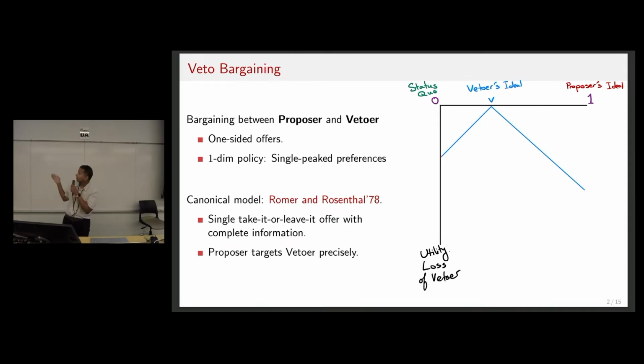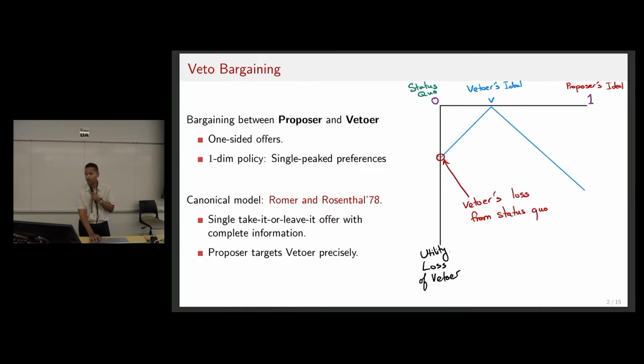And at any other policy, she has a negative loss, and it's quite common in this literature to think of either a linear loss, that's a distance from her ideal point, or a quadratic loss. Okay, so these are the preferences, and in the canonical model, the proposer makes a one-shot, take it or leave it offer. Now, all of us who know game theory know what's going to happen here.